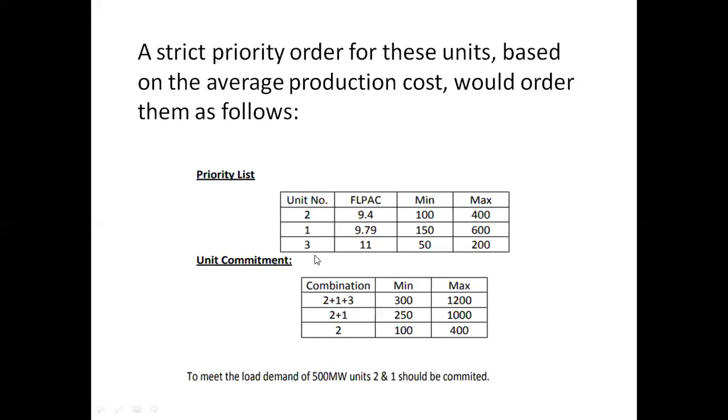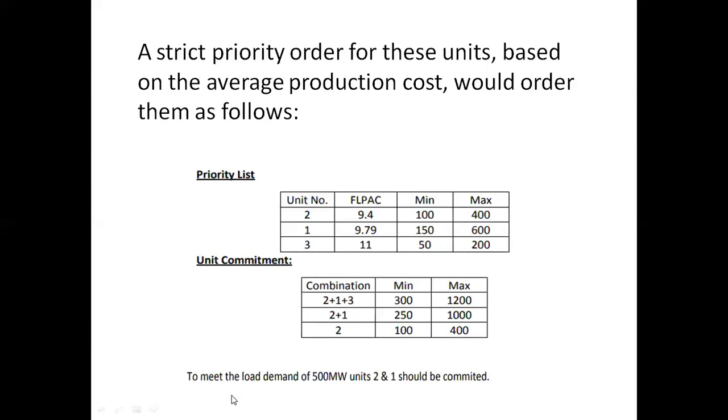And when a single unit is in running condition, it is clear that unit 2 is the one running, so the minimum demand is 100 and the maximum demand is 400. So when we have to run a single unit, we have to run unit 2.